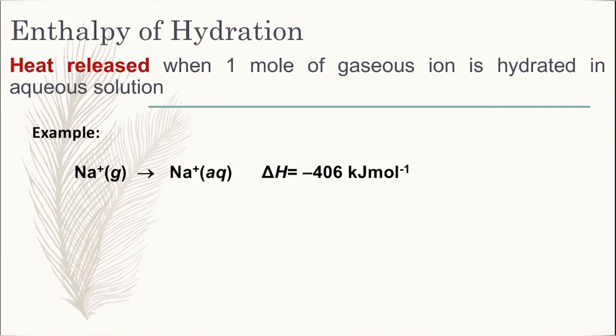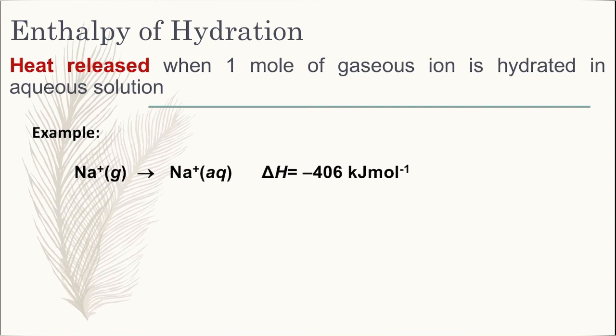Enthalpy of hydration is the heat released when 1 mole of gaseous ion is hydrated in aqueous solution. So, when the definition says that heat released, it means that the value of enthalpy of hydration will always be a negative value. And the next words are 1 mole of gaseous ion is hydrated in aqueous solution. That means in the process of hydration, a gaseous ion will be converted into an aqueous ion. Let's look at this example.